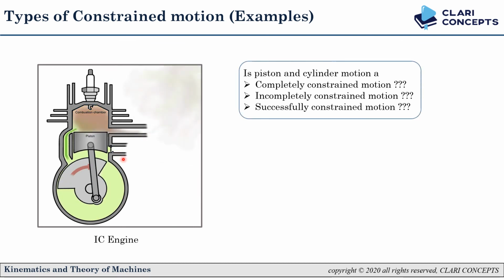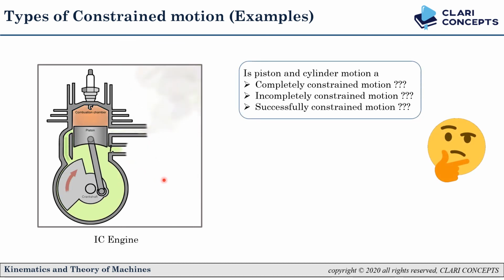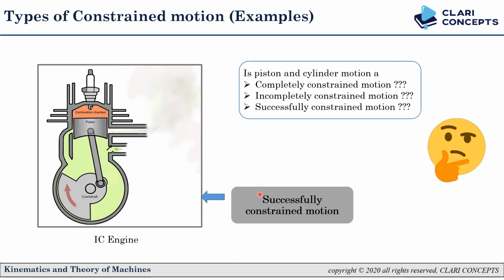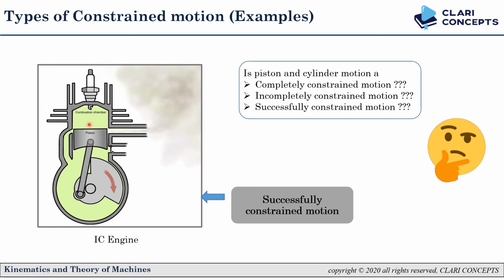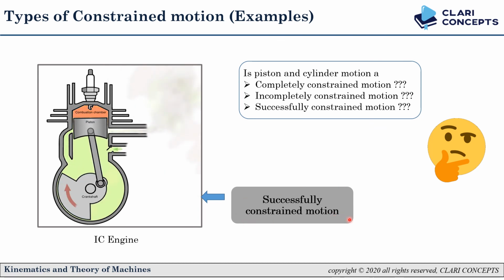So why is it not rotating? Because of the external arrangements. That means we have attached a connecting rod to the piston and we are not allowing the piston to rotate inside the cylinder. Therefore, we can say that it is successfully constrained motion.